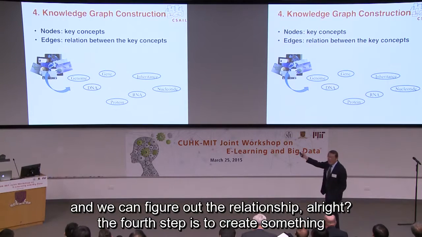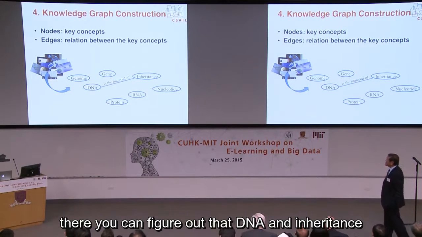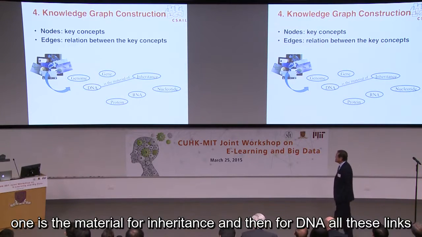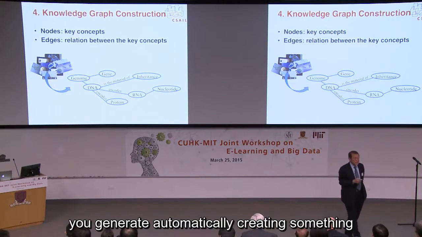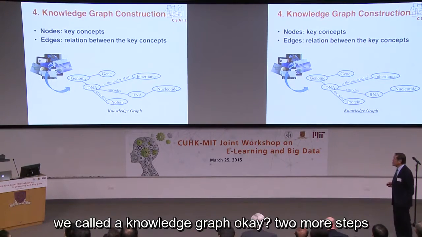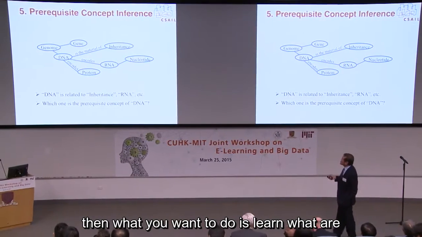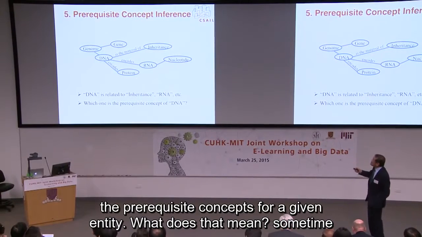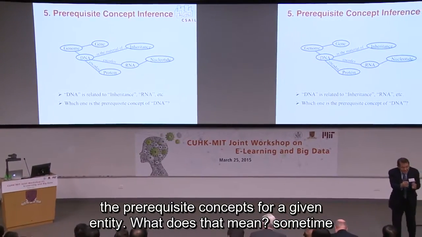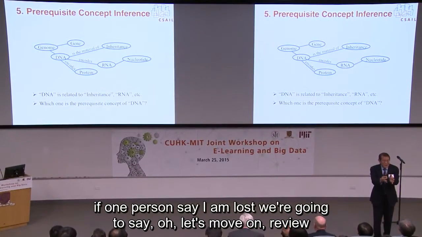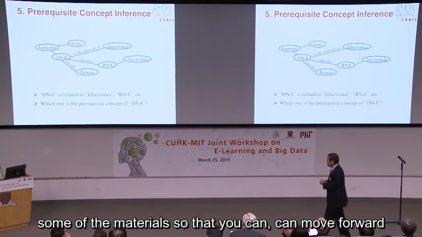The fourth step is to create something we call a knowledge graph. Once you have these entities, and you can figure out that DNA and inheritance are related, one is the material for inheritance, all these links you generate automatically, creating something we call a knowledge graph, okay? Two more steps. Then you want to learn the prerequisite concepts for a given entity. What does that mean? Sometimes if a person says, "I am lost," we're going to say, let's review some of the material so that you can move forward.